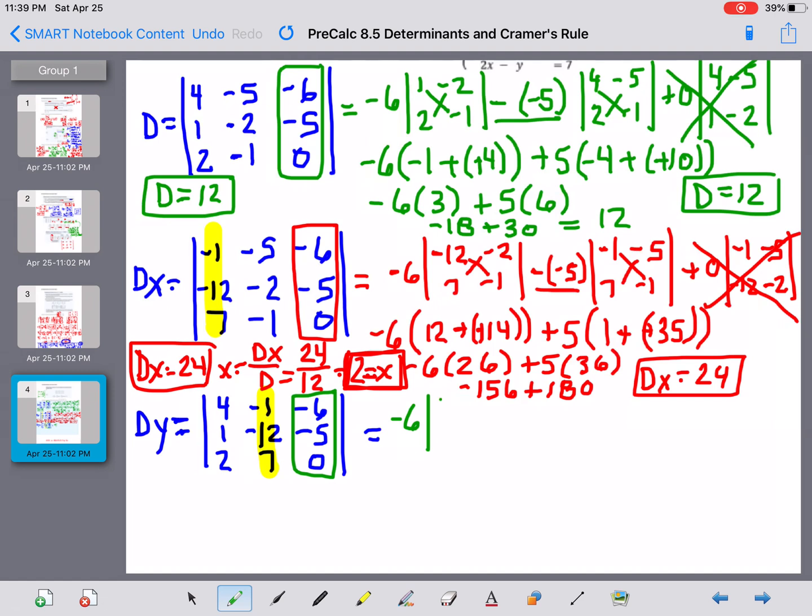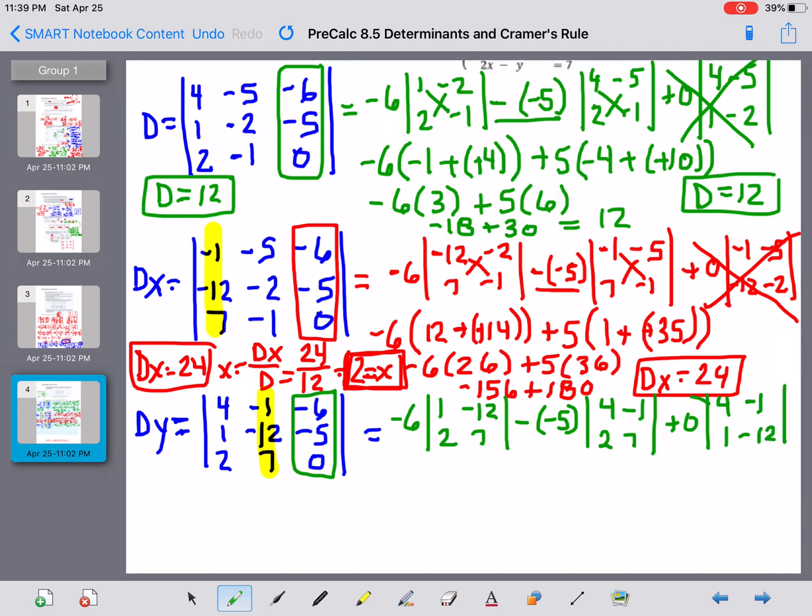My next element is -5. It's in a negative position. And when I cross off its row and its column, I'm left with a 4, -1, and a 2, 7. And my 0 is my last one. If I cross off its row and its column, I would be left with 4, -1, and 1, -12. And once again, that one is not going to matter, but I'm just putting it out there for you.